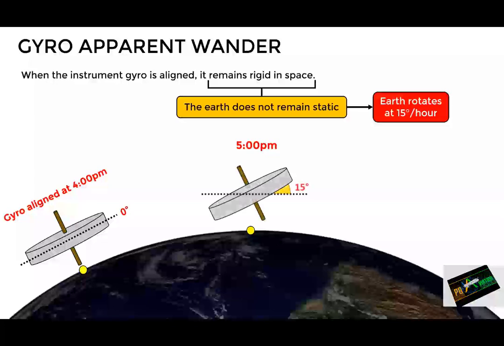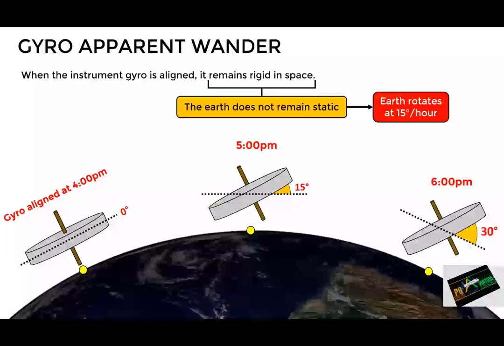So if we measure now the angle between the actual horizon and the plane of rotation of the gyro, we will find that it is 15 degrees. Which means, in other words, that the attitude indication of the instrument will be incorrect by 15 degrees. As we can see, this effect worsens with time. So at 6 p.m., the Earth will have rotated another 15 degrees, so now the difference between the horizon and the plane of rotation of the gyro will be 30 degrees, and so on.